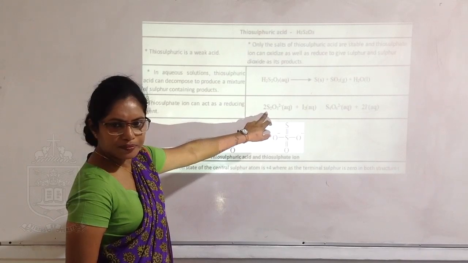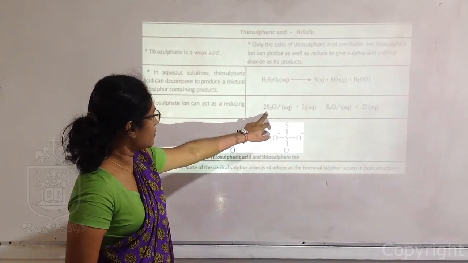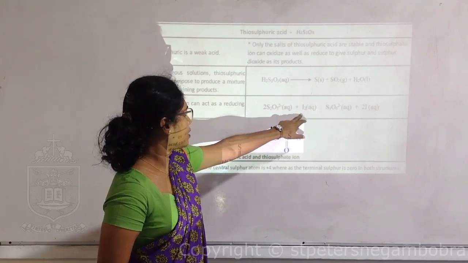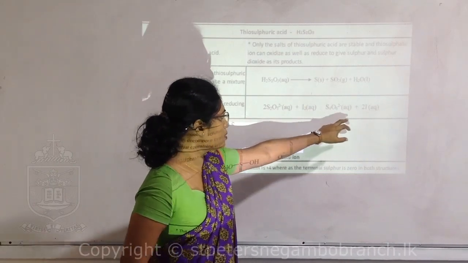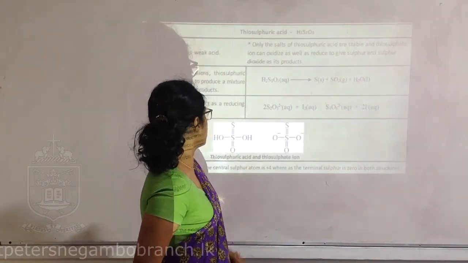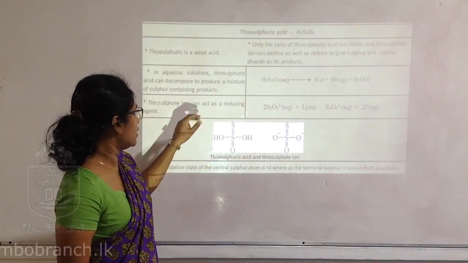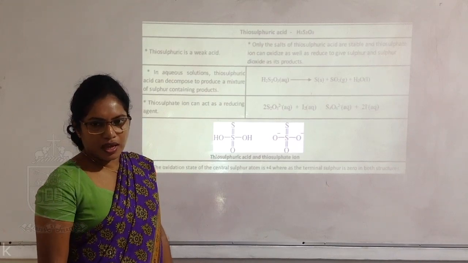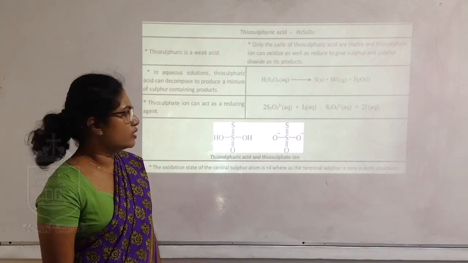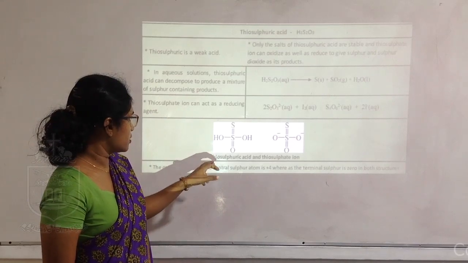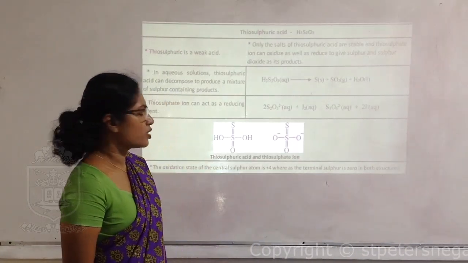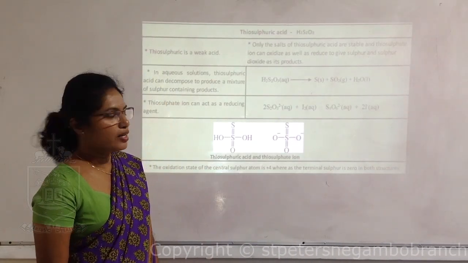Here you can see it reacts with iodine, that means with I2, and produces I minus ion. That means here it has reacted as a reducing agent. So this is the structure of the thiosulfate ion.